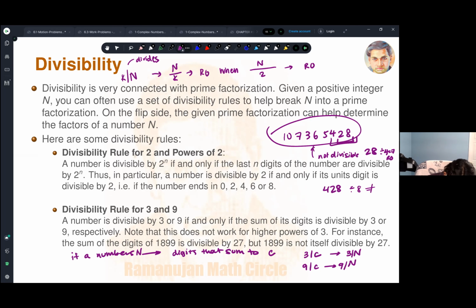So if a number n has digits that sum to C, then 3 divides C implies that 3 divides n, and 9 divides C implies 9 divides n. So that's basic divisibility for 3 and 9. One important note is that unlike powers of 2, this does not work for higher powers of 3, like 27, for example. It only works for 3 and 9. If you are interested, I would also recommend looking at the proof. I really found this one of the neatest proofs I've seen, so you can search it up: the proof of the divisibility rule of 3 and 9. But just remember that unlike the powers of 2 rule, higher powers of 3, like 3 to the power 3, 3 to the power 4, etc., would not work.